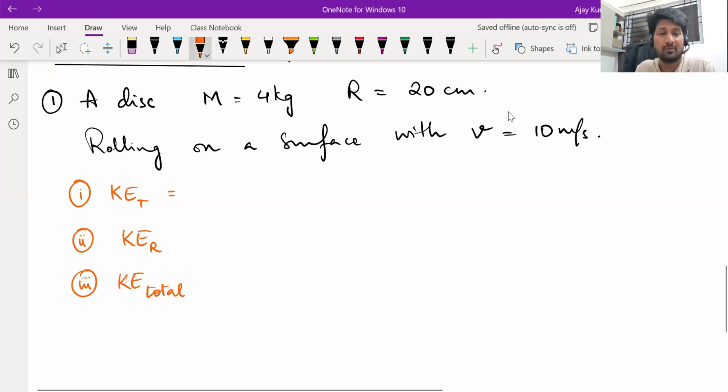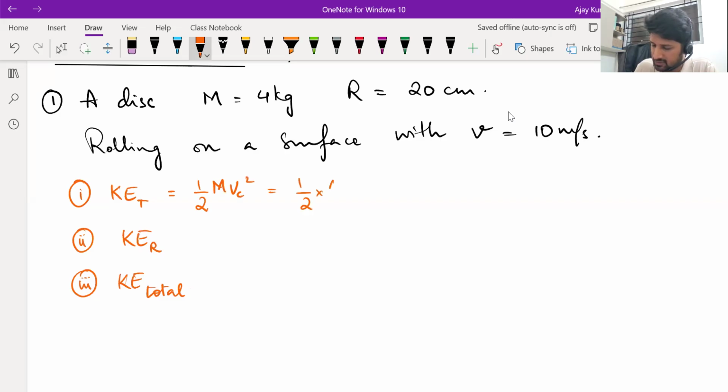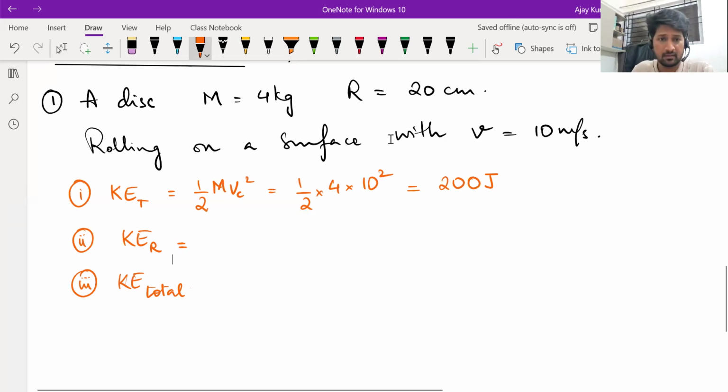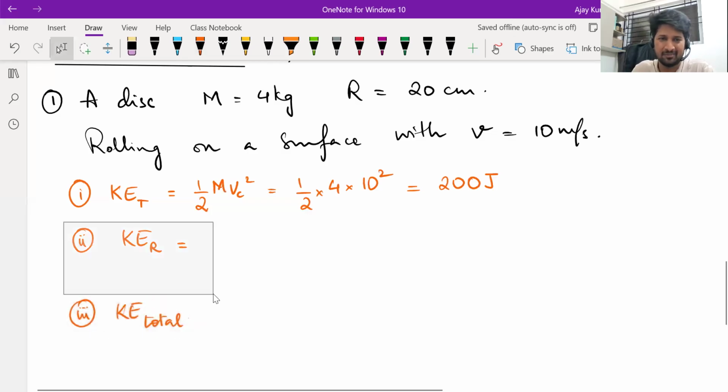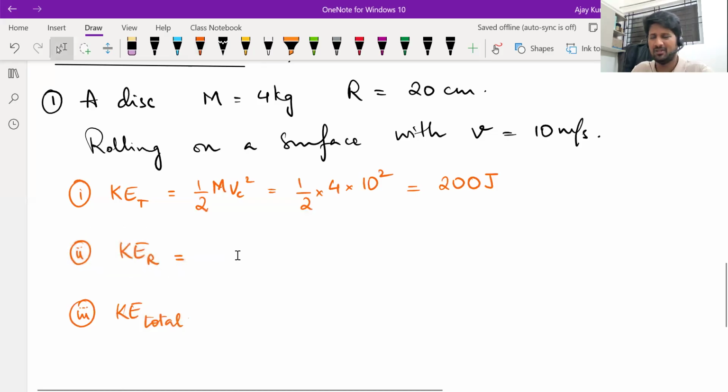The formula for translational kinetic energy is half m VCM square. So half, mass of the disk is 4 kg, VCM is 10. Square it, it becomes 200 joules. Moment of inertia of disk. The moment of inertia formulas you will have to remember. No other choice. And keep solving problems, it will automatically get registered in your brain.